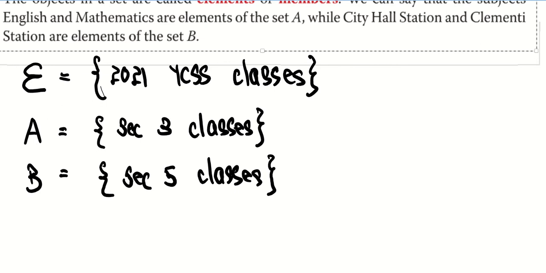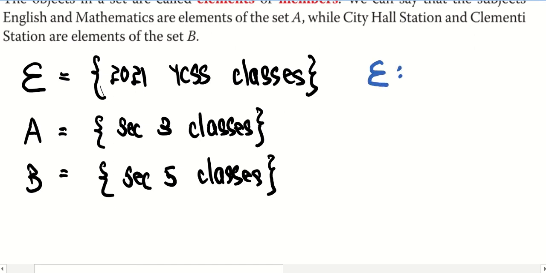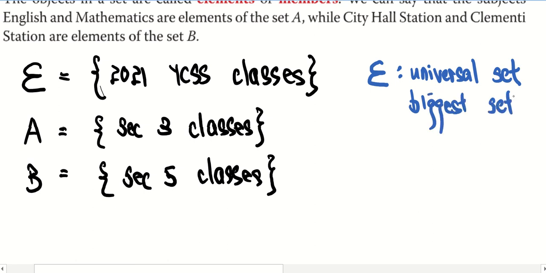Okay, there's this symbol. This is not E. This is called the universal set. I need to tell you first. This is called the universal set. It's a mirror image of the number 3. Correct? Mirror image. Okay, what is the universal set? Universal set is the biggest set. That means this tells you everything. So what is the universal set? Over here, 2021 YCSS classes.